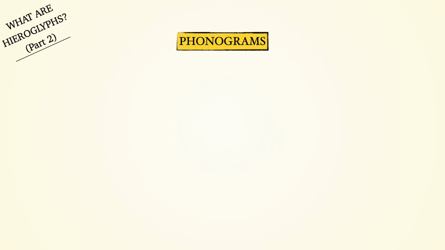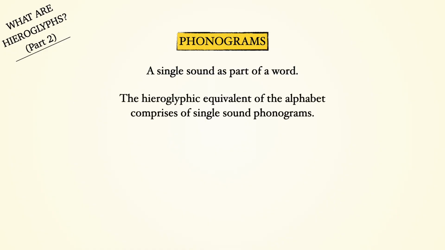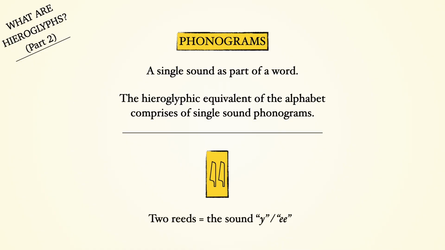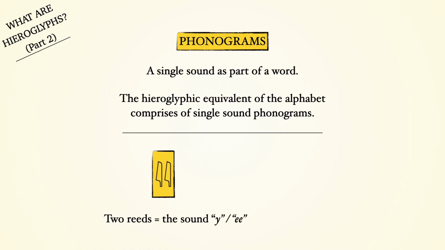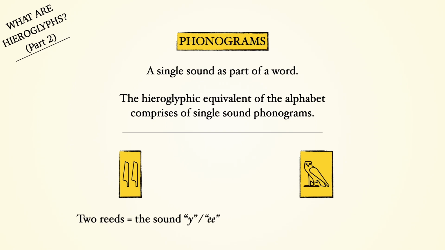On that note, let's take a look at another kind of glyph, phonograms. These glyphs, unlike ideograms, only suggest a single sound rather than a whole word. The hieroglyphic equivalent of the alphabet, for instance, is made up of such phonograms, each sound acting as a phonetic building block or letter-by-letter spelling. For an example of this, here is the two reeds. This glyph makes up the single consonant sound E or Y. And here is an owl, the sound or letter M.